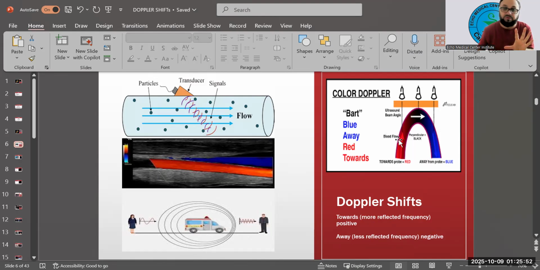Remember, once again, color is just for identification. Color has no meaning other than that. The important thing is towards and away. That is the most important.